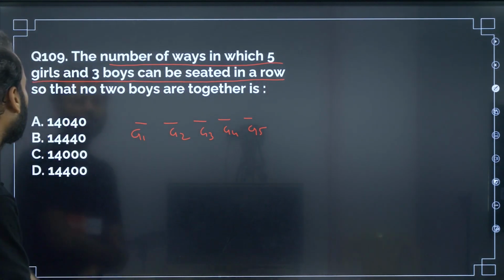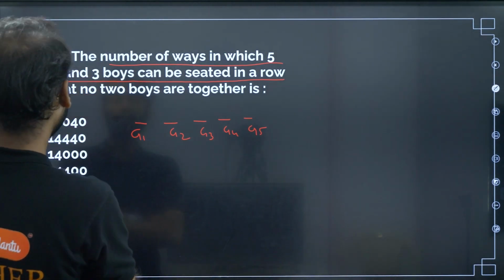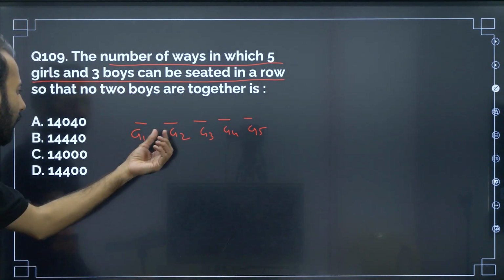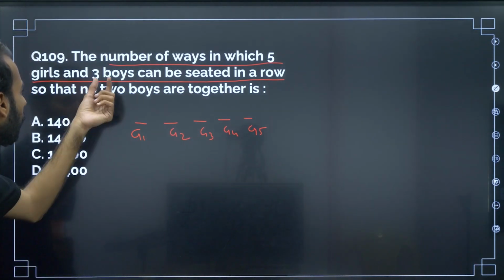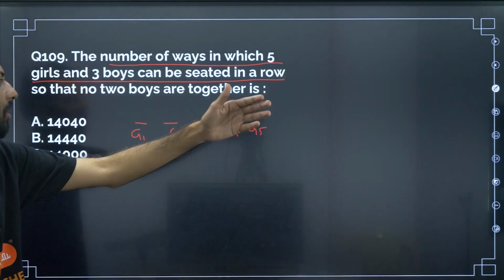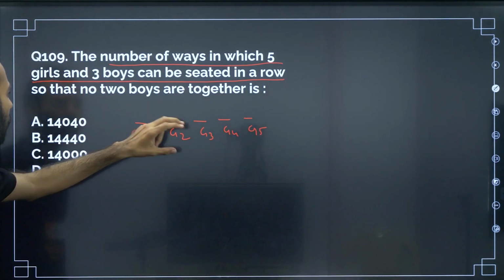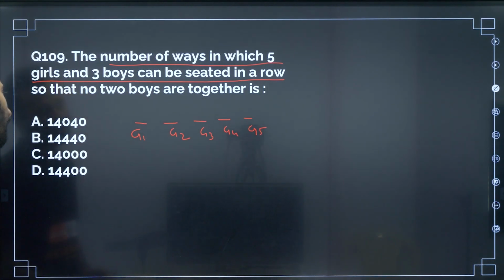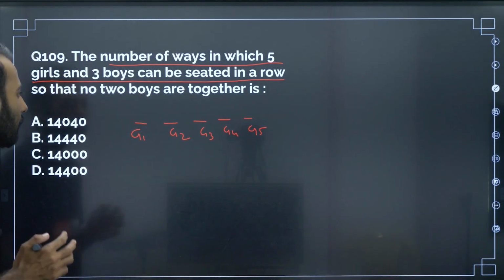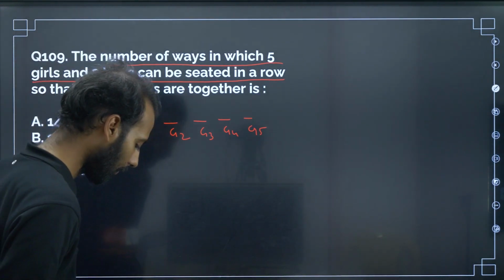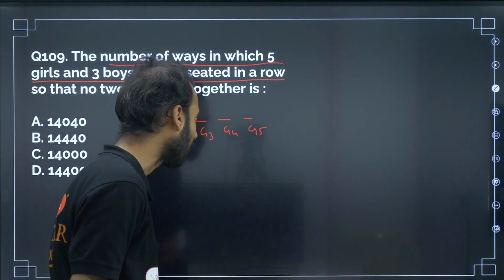See here, what are they asking? The number of ways in which 5 girls are seated, and 3 boys. Now these 5 girls, they are settled. 3 boys also we have to settle in a row, in this row only. We should not place them somewhere else, in this row only, so that no 2 boys are together. 2 boys should not be there together. Okay, that is fine.